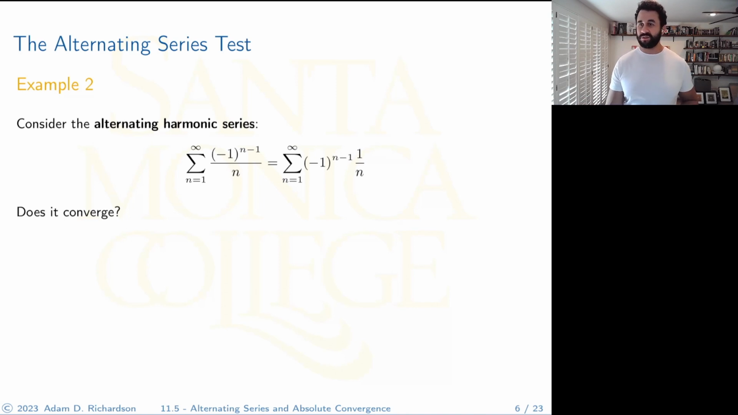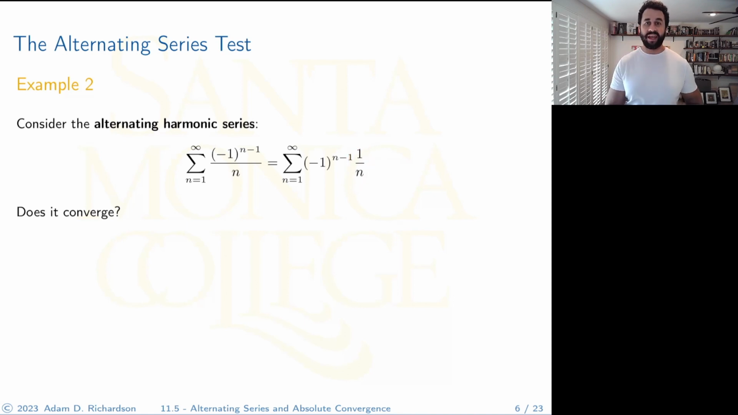All right, so let's try this one on our own. Well, for one, it is an alternating series. The terms are alternately positive and negative. So maybe the alternating series test can help. Hint, hint, hint. What's b sub n in this case? Well, b sub n is just 1 over n.